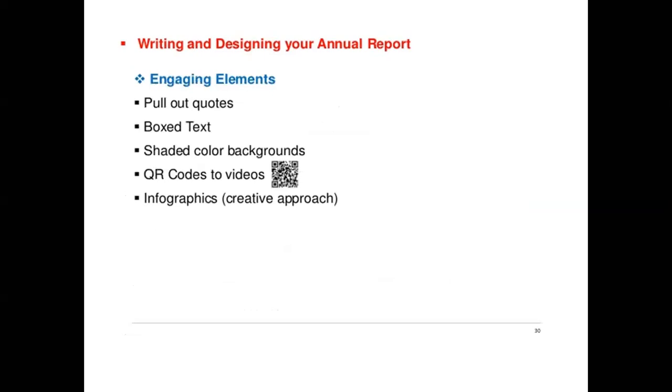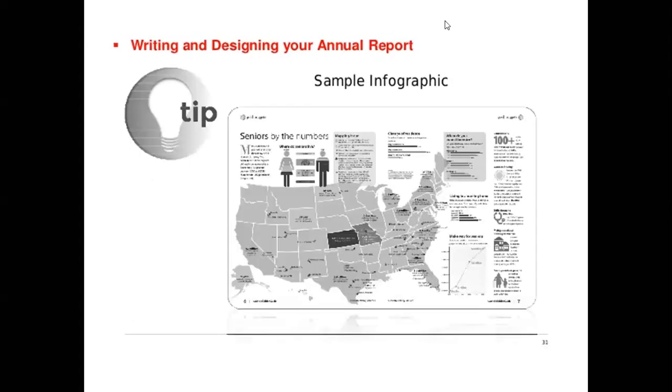And pull out quotes, shaded colors and backgrounds, and QR codes for videos and infographics, so that people can approach it easily. This is a sample infographic I have shown you: seniors by the numbers. You can see the mapping is there and the highlighted parts are there. The chart is shown here. Everything is mentioned, so this is the way you can present any infographic.